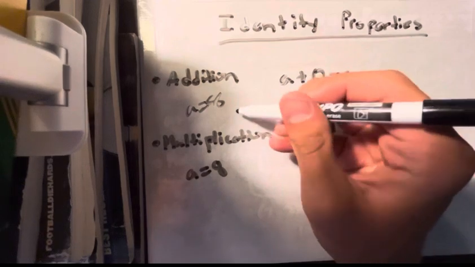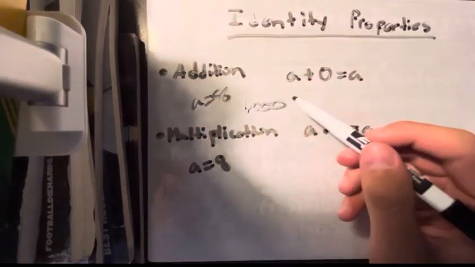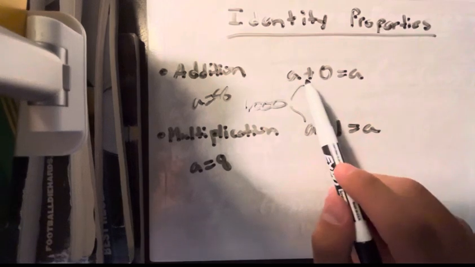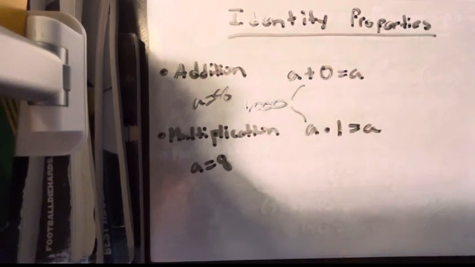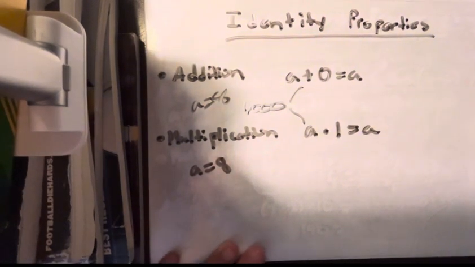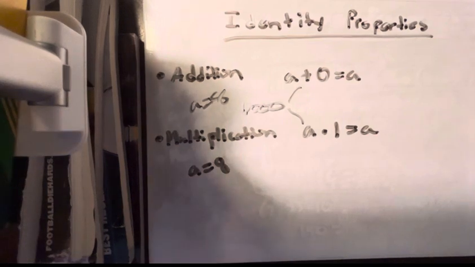So, pick 1,000. Plug it into A on both sides. 1,000 plus 0, going to equal 1,000. 1,000 times 1, going to equal 1,000. That's all these identity properties are. Two quick things, and then we're done with this lesson.